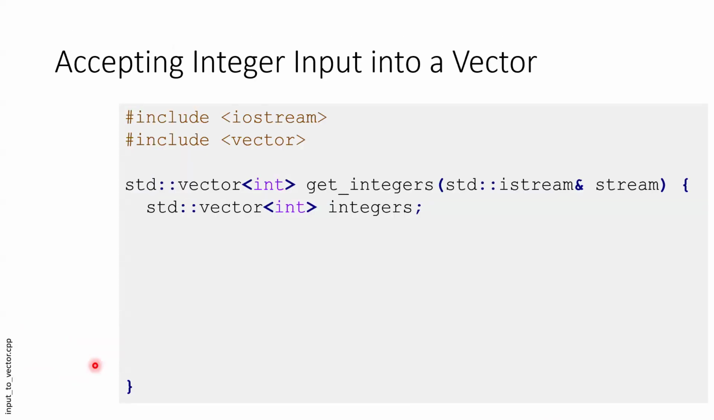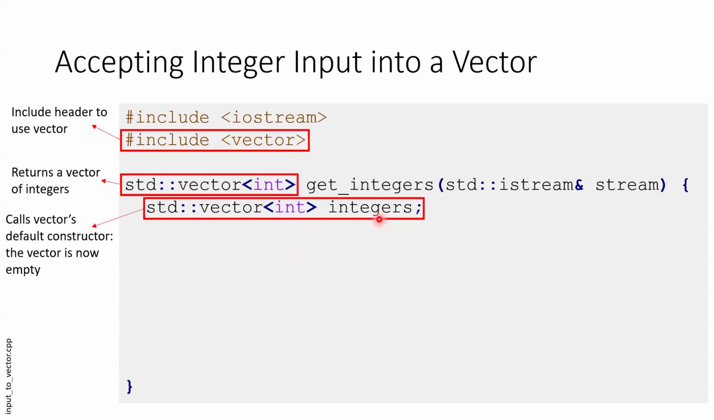So the code to accept integer input into a vector is clear now. We first create a vector of integers. First you need to include the vector library, the vector header in the STL. And we can specify that we're returning a vector of integers from a function. And here it calls the default constructor of vector of integers, and this will create an empty vector of integers.